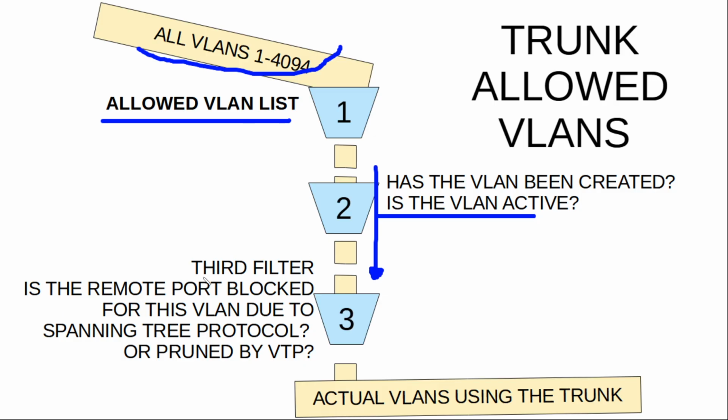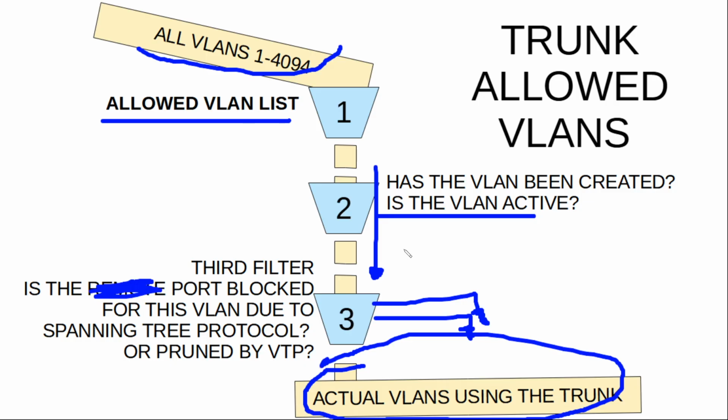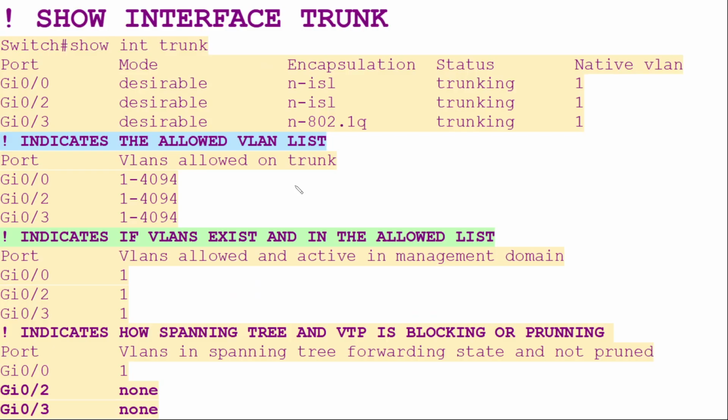Is the port blocked for this VLAN due to spanning tree protocol? If yes, then it is discarded. Is this VLAN pruned by VTP? Then it is discarded. So all the VLANs that are not blocked due to spanning tree or not pruned by VTP will become the actual VLANs using the trunk. So that is the meaning of this output.